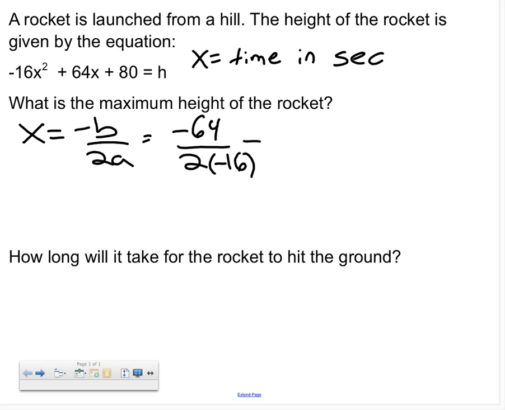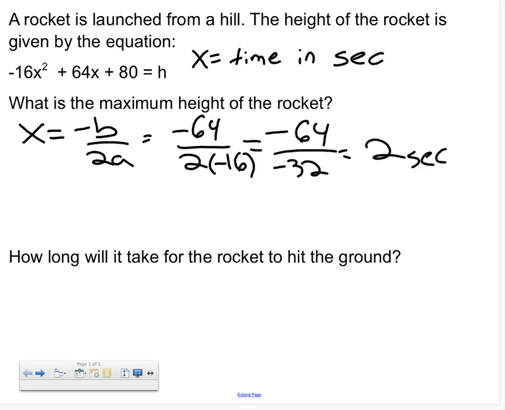Doing some quick math, negative 64 over negative 32, that's just going to be 2. And again, this is an x-coordinate, so it's going to be 2 seconds. So what this tells me is that it takes 2 seconds to reach the maximum height of this rocket here. So this rocket is going to reach its max height in 2 seconds. But I still don't know how far that maximum height is. So I'm going to go back and plug that 2 into the equation to get the height.